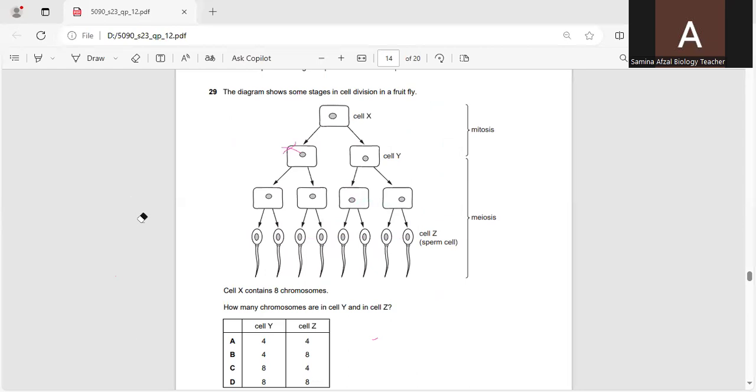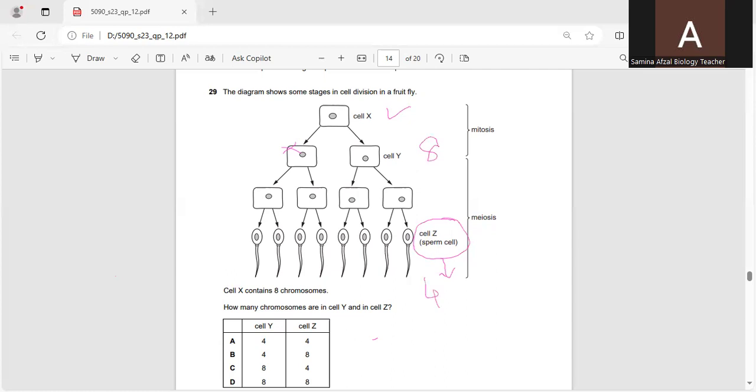Next question 29. The diagram shows some stages in cell division in a fruit fly. Cell X is dividing into two. It means mitosis is taking place over there, and both daughter cells will then undergo meiosis, and sperm cells are produced as a result. It means these are the gamete cells which have half number of chromosomes. How many chromosomes are there in cell Y and in cell Z? In cell Y, there should be 8 chromosomes, and in Z there should be 4 chromosomes.